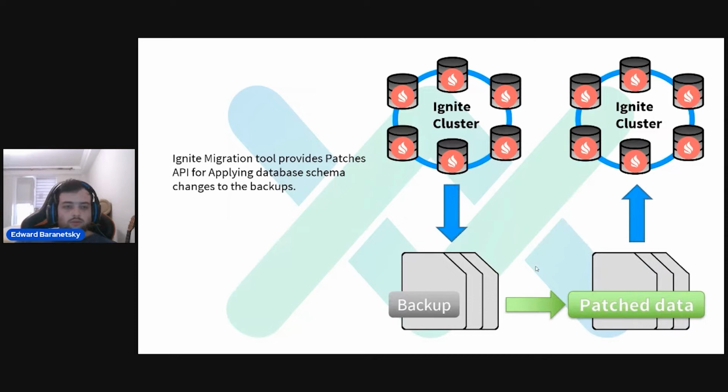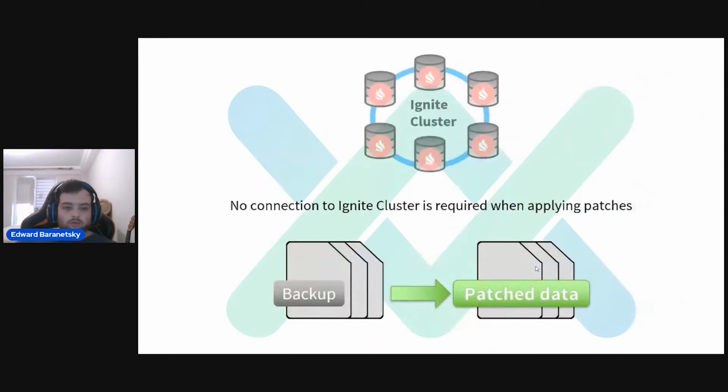The next thing which Ignite Migration Tool provides is the patch API. We call it patch tools inside the Ignite Migration Tool. That patch API is used for applying database changes, schema changes, to the backups. And when we are speaking about changes being applied to a backup, it is needed to note that we need no connection to the Ignite cluster.